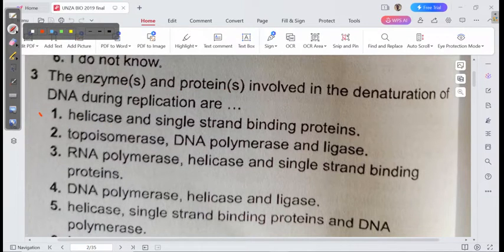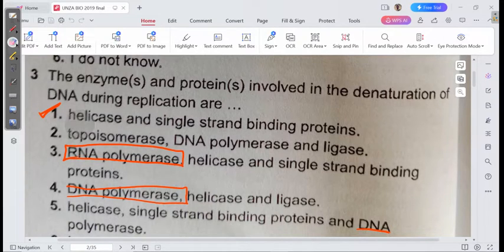Option 3 is disqualified for the fact that there is RNA polymerase, and we don't have RNA polymerase in DNA replication. Option 4 is out for the fact that there is DNA polymerase and ligase. Then option 5 is out because it has the enzyme DNA polymerase. So the correct option here is option 1 for this question. Any questions?